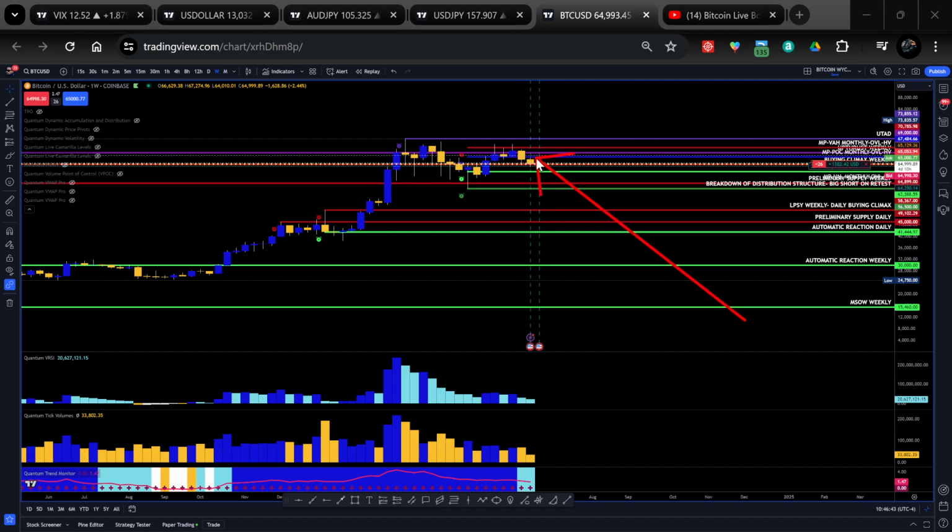After this uptrust, after distribution, if we don't start getting support at these levels here, like the buying climax, lowest point of supply, the preliminary supply on the daily, the automatic reaction on the daily, all these levels right here, if we don't start getting support for continuation to the upside, after this uptrust, after distribution, could lead us all the way down, right? To even 15,000. Now, people don't even want to consider that, right? But it's just part of the Wyckoff distribution and accumulation structure, right?